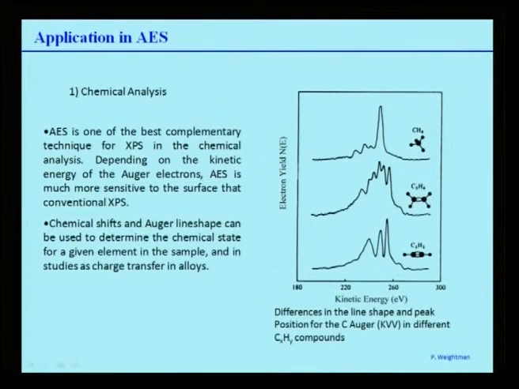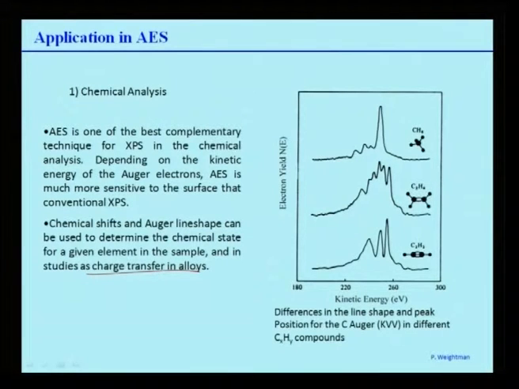We have already discussed chemical analysis by using XPS, or X-ray photoelectron spectroscopy. AES is one of the best complementary techniques for XPS in chemical analysis. Depending on the kinetic energy of the Auger electrons, AES is more sensitive to the surface than XPS. AES also gives us chemical shifts depending on the ionic state of the element present. Auger spectroscopy can be used to determine the chemical state of a given element in a sample, and in studies of charge transfer in alloys. This is very important. One can actually study the charge transfer in alloys.